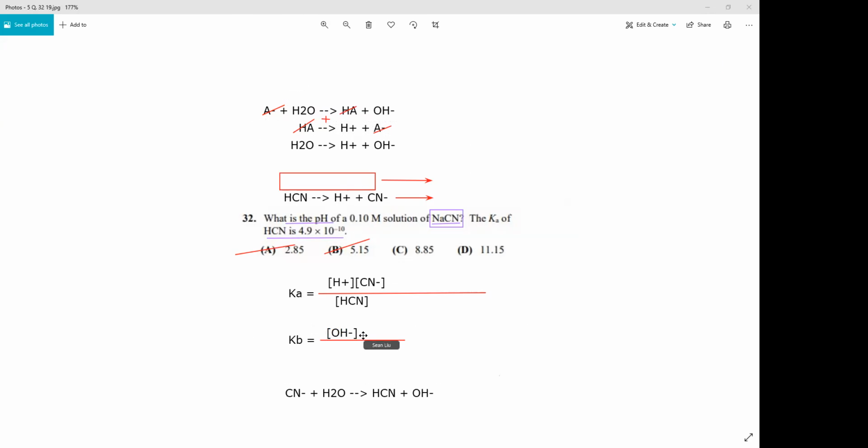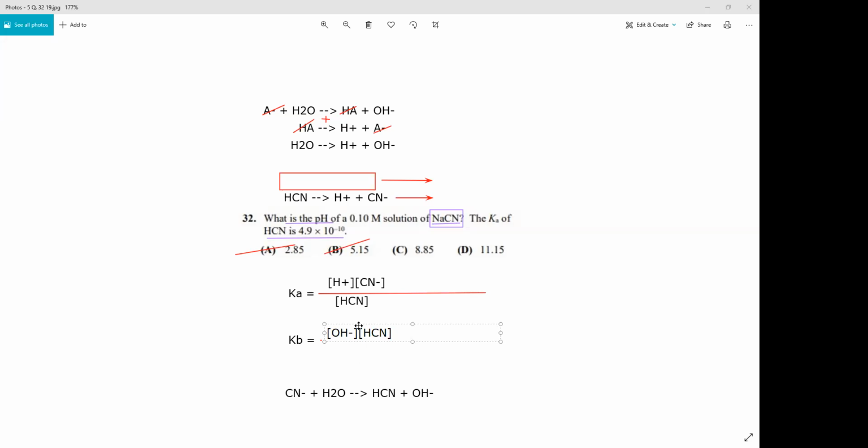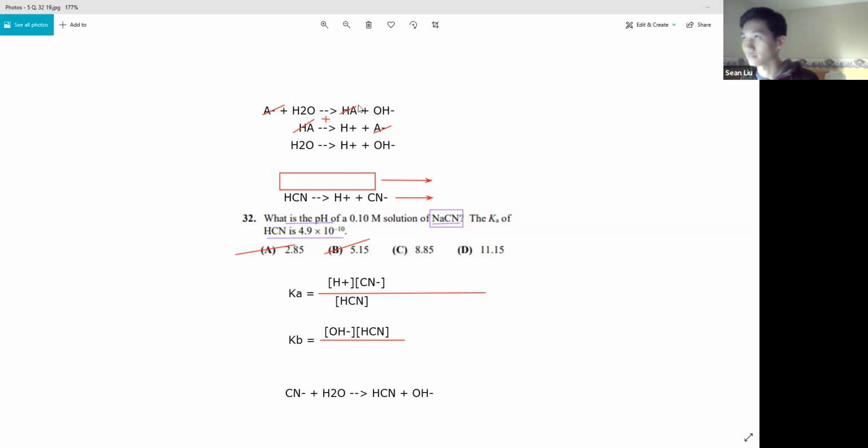My bad. HCN, shouldn't it be HCN? Yeah. Divided by the concentration of H2O and CN minus? But H2O doesn't count, right? Exactly. H2O doesn't count. Good catch. So we have CN minus on the bottom. CN minus. Yeah, there you got it.